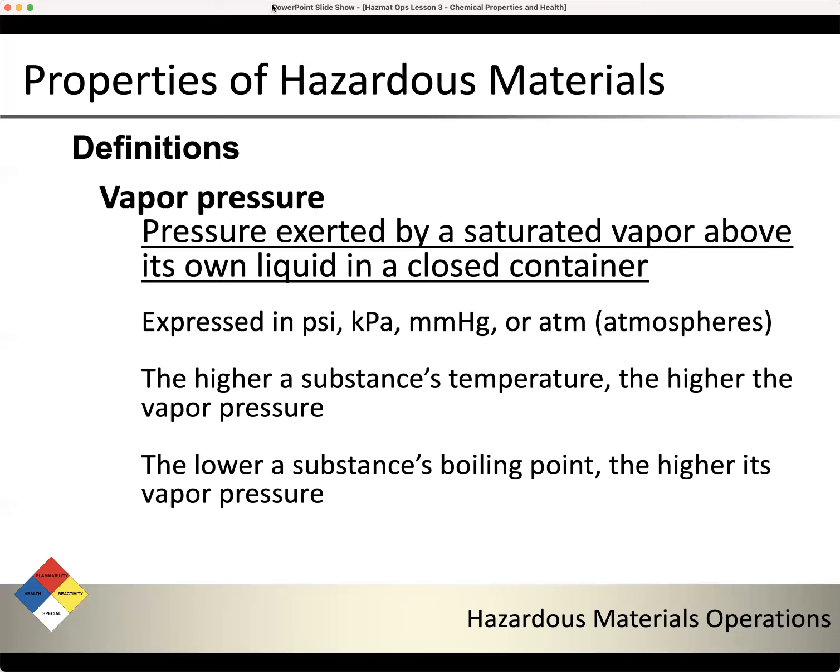The lower a substance's boiling point, the higher its vapor pressure. This is kind of in that same idea. If you know that a substance's boiling point is really low, then you know it's wanting to be a gas. Because if it was high, then it would stay a liquid longer, because the transition from a liquid to a gas we call boiling. The temperature at which it transitions is its boiling point.